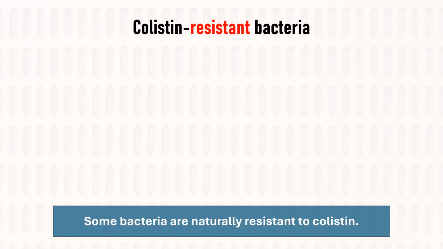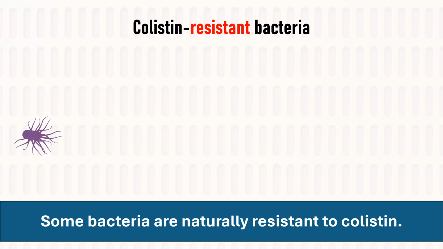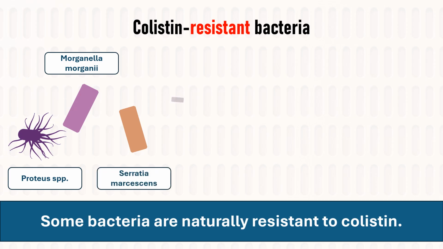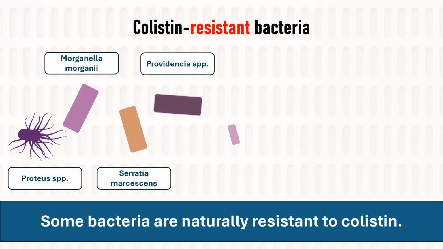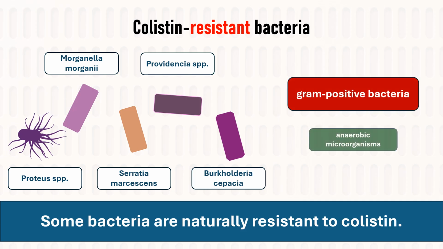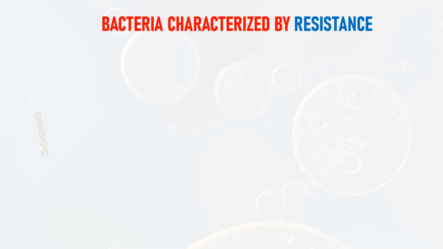Colistin-resistant bacteria. Some bacteria are naturally resistant to colistin. These include Proteus, Morganella morganii, Serratia marcescens, Providencia, and Burkholderia cepacia. Furthermore, colistin has virtually no effect on gram-positive bacteria and anaerobic microorganisms. This is due to the structural features of their cell membrane.